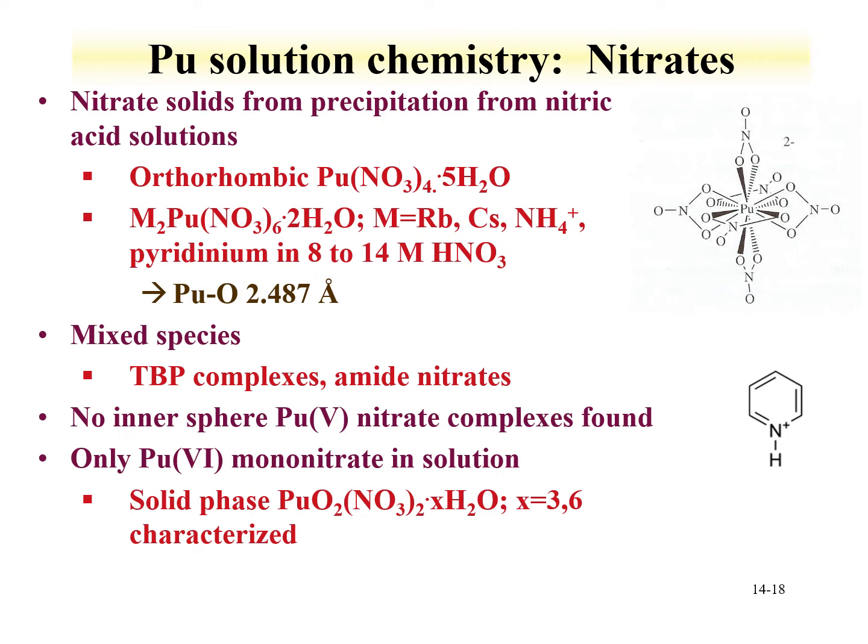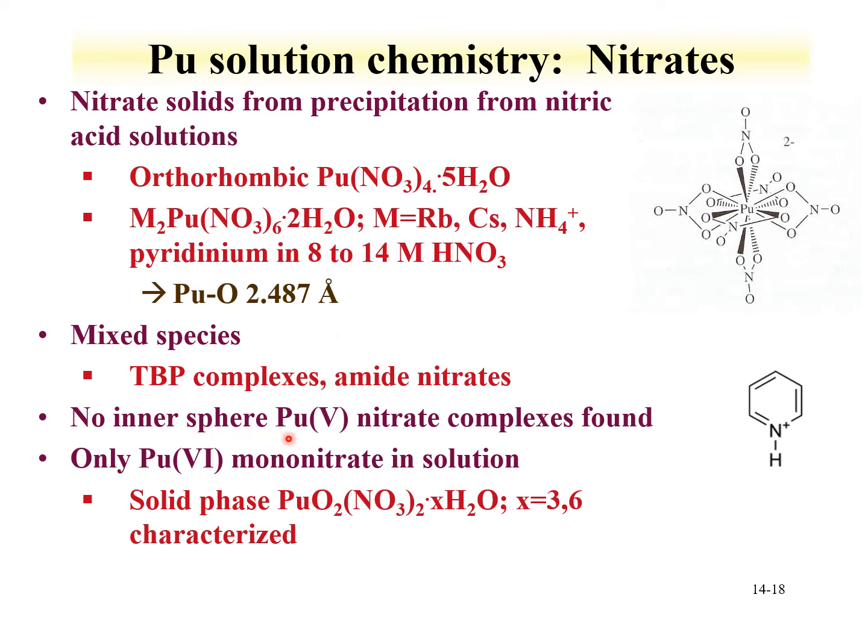The nitrates can also be formed and precipitated from nitric acid solutions. So high nitric acid solutions with high plutonium concentrations can form precipitates, which are these neutral species with water coordination. And then mixed species can be formed, for instance, tributylphosphate with plutonium nitrate in the organic phase.